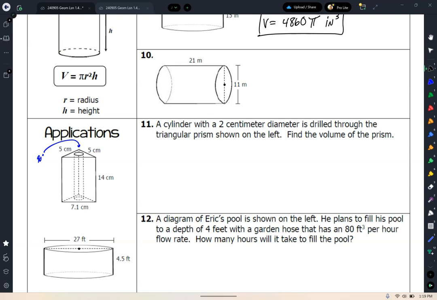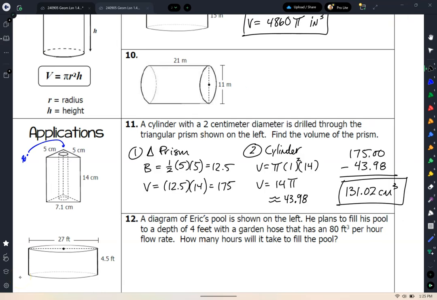The circle part, the cylinder part, has been drilled out of the triangular prism. It's been removed from the triangular prism. Okay, good. I understand. How about we just see what's right? The right answer is 131.02 cubic centimeters. Okay. Those of you who didn't get it, figure out where you went wrong. What did you do wrong?